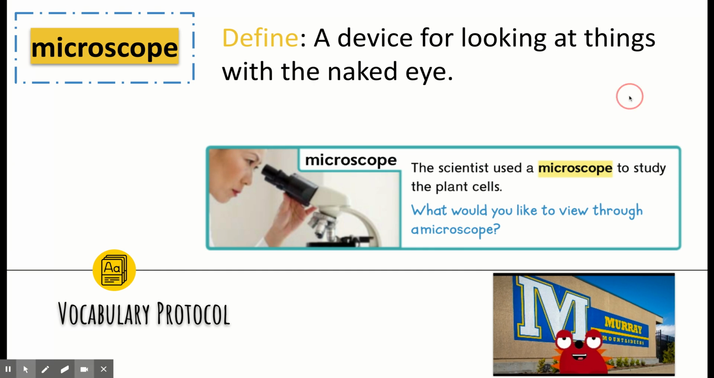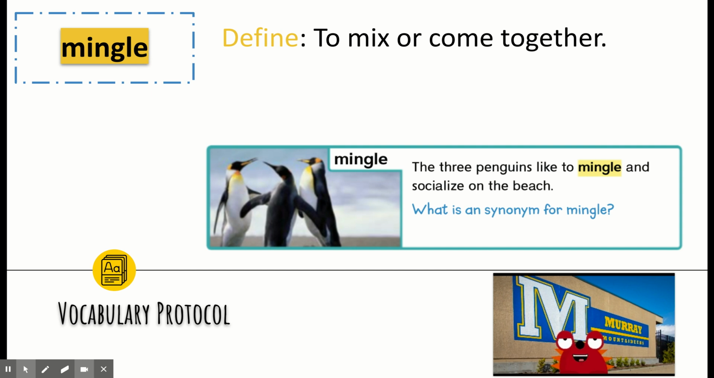Our next word, mingle. Say it, mingle. And to mingle is to mix or come together. So look at this picture of the three penguins. The three penguins like to mingle and socialize on the beach. Mingle, coming together. A lot of times we talk about people mingling. So if you go to a party and you're just standing there, somebody might say, hey, let's go mingle, so you can go meet new people and talk to them so you're not bored.